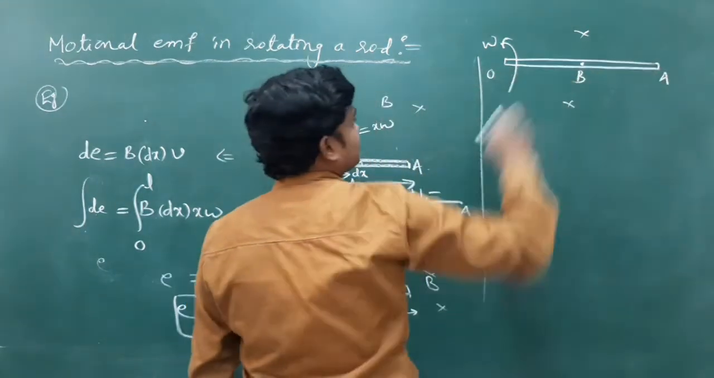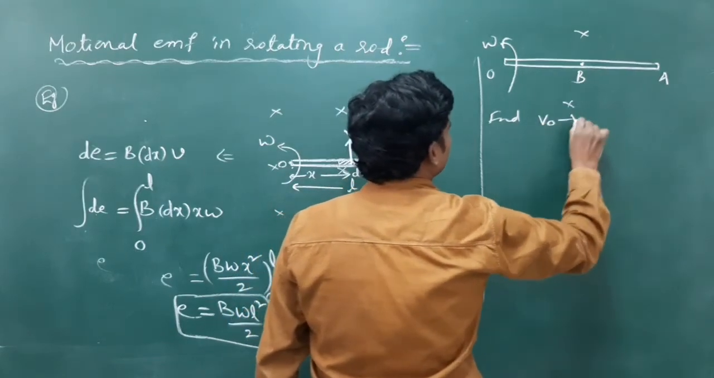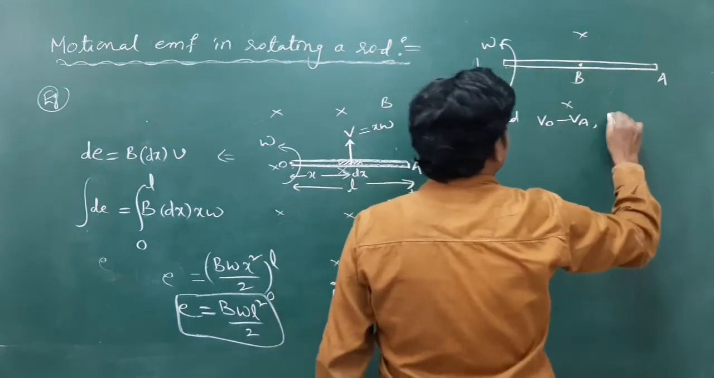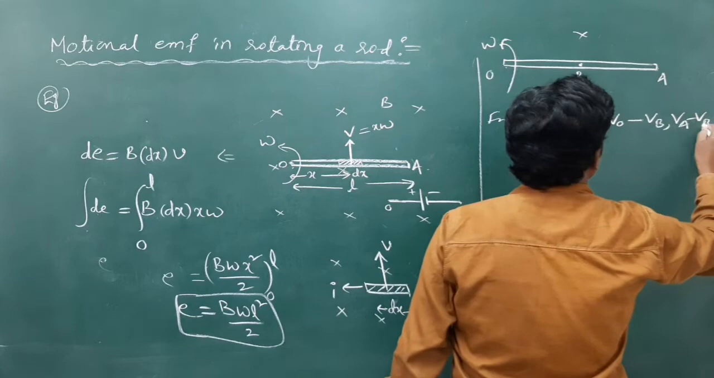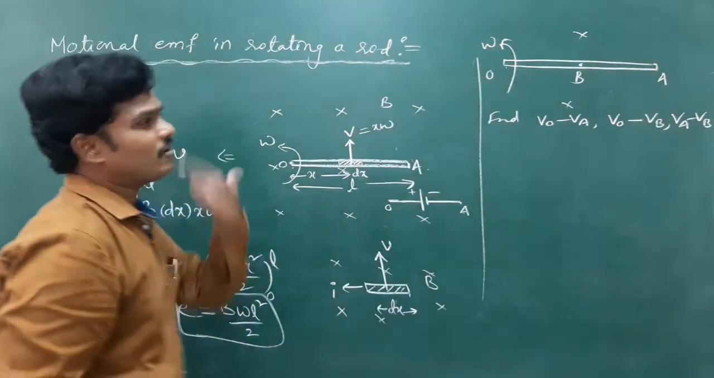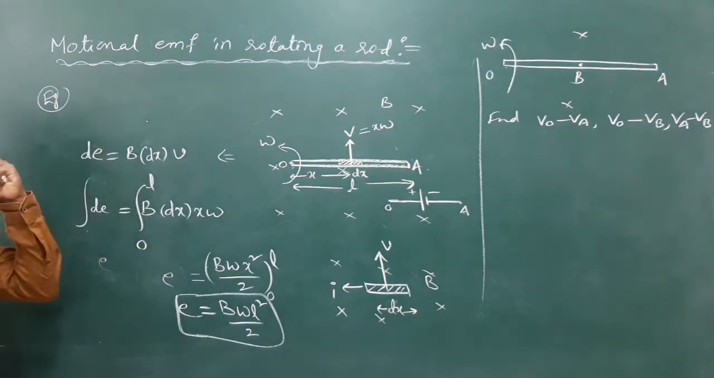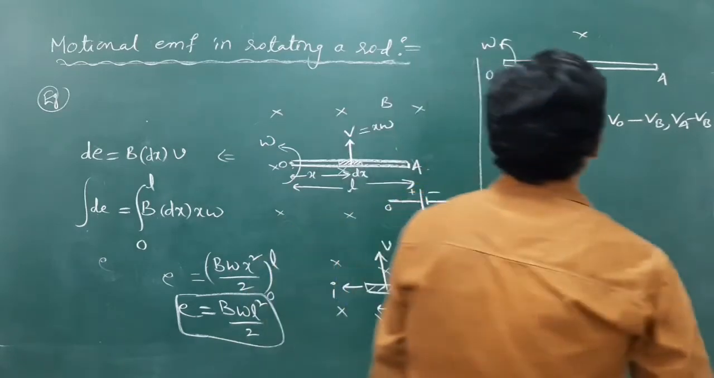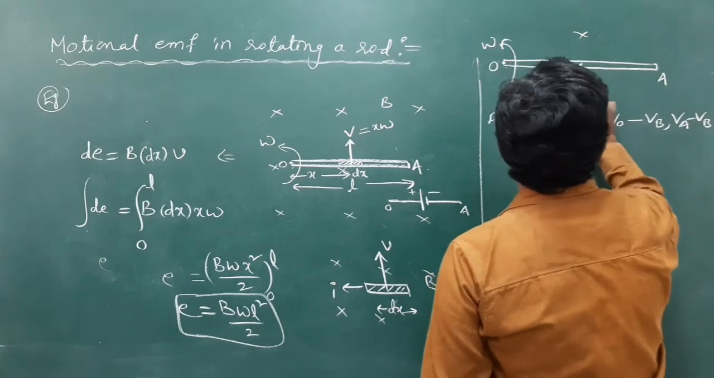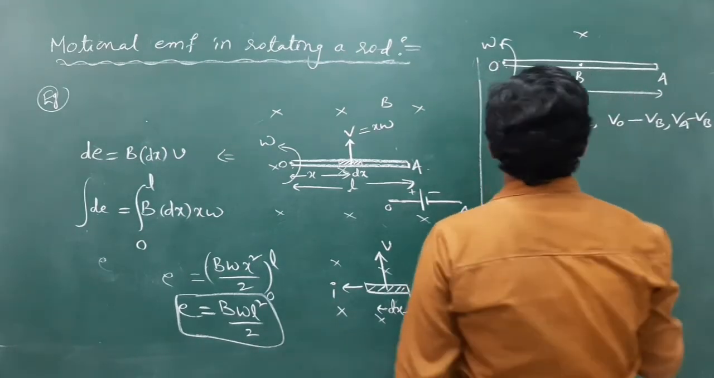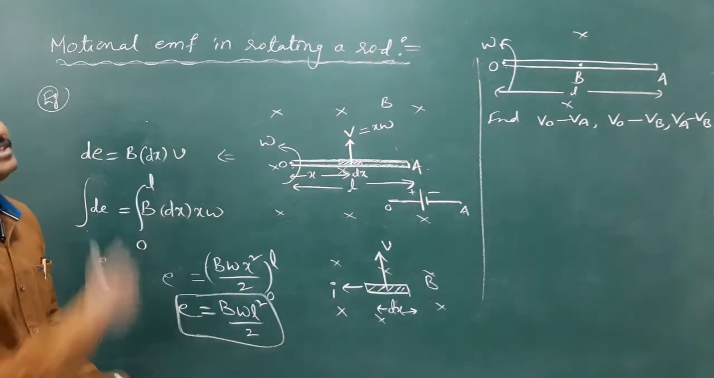Let me find the potential difference between 2 points: VO VA, and VO VB. If possible, we can find VA VB. Now I am going to show the negative, positive and all the signs. First take this one. So VO VA, so O to A. Now the rod is fixed here. Length is L. Potential difference between VO and VA. Let us see whether O is at highest potential or A is at highest potential.